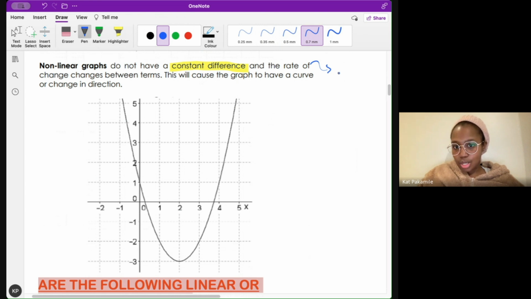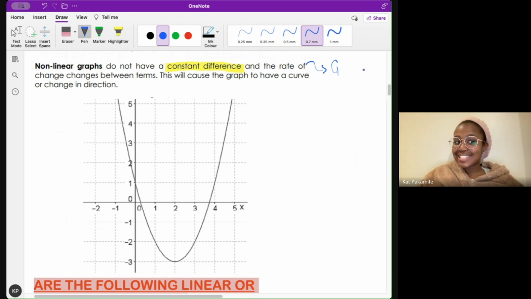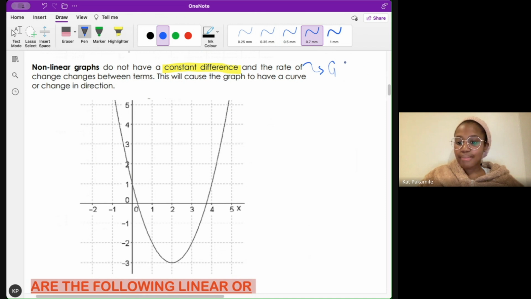I'm going to give you guys a clue. It starts with a G. Anyone catching my clue right now? The rate of change of a graph: how fast is a graph changing and in which direction? It's called a gradient. In our next lesson, we'll be dealing with the gradient. I just wanted to introduce it here.